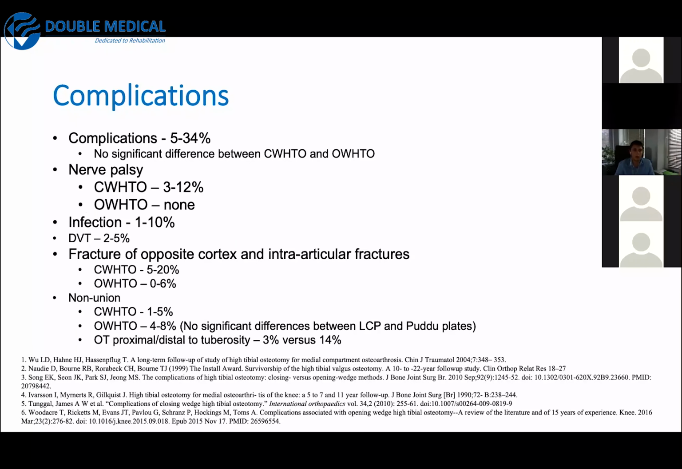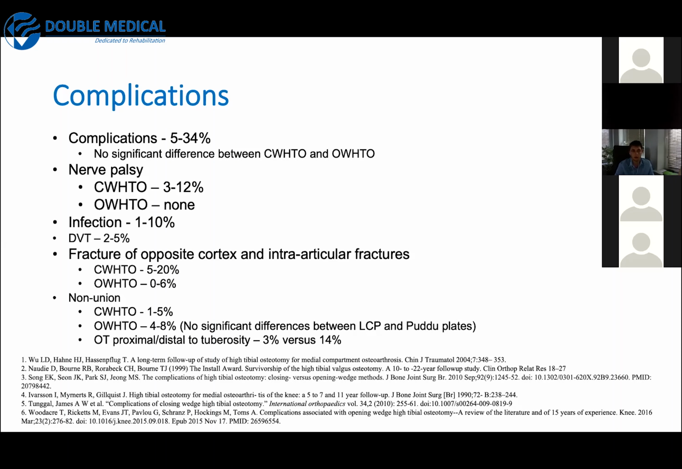The following complications are reported in the literature. There is no difference in complications between closed and open wedge high tibial osteotomy. It varies from 5 to 34 percent according to literature. With closed wedge osteotomy, we have a higher risk of nerve palsy, and we don't see it in open wedge osteotomy. The risk of infection and deep vein thrombosis is probably the same between both procedures, and it is not very high.